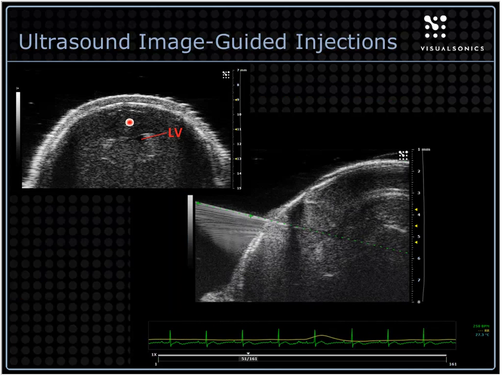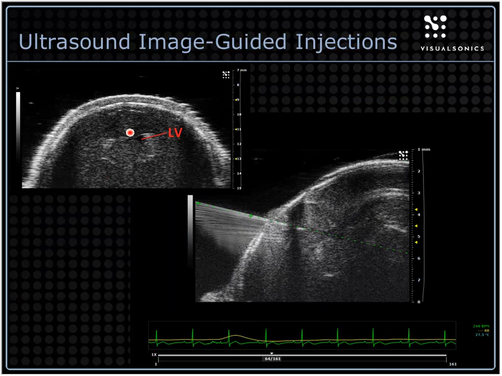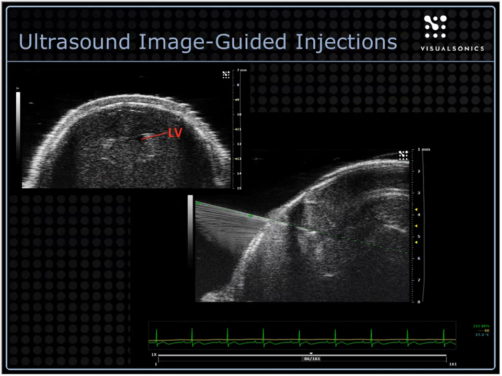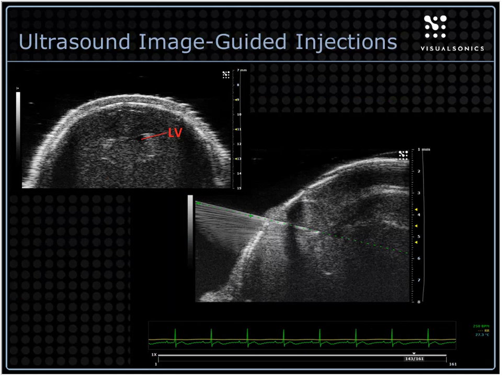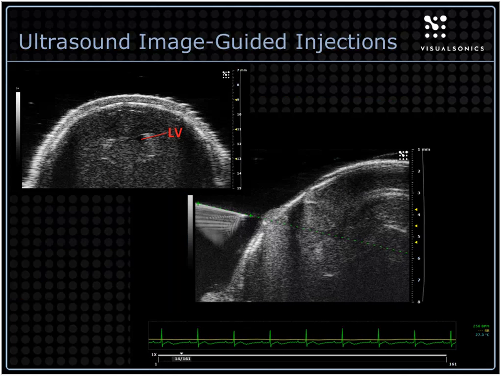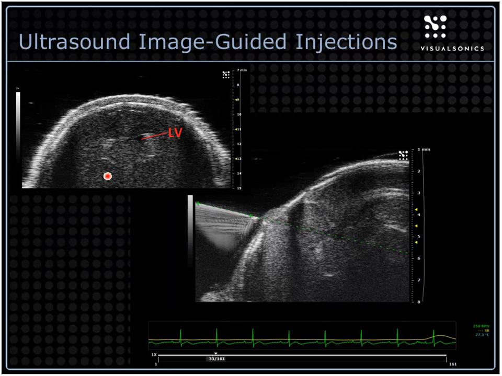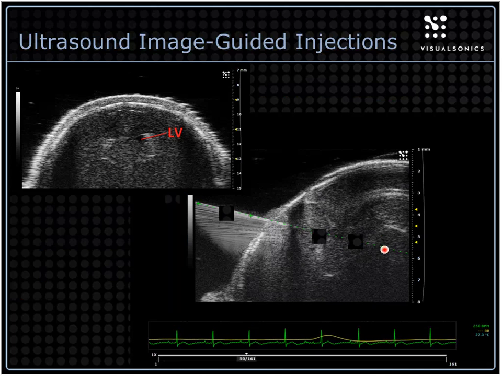This is with a lower frequency probe. If we go up in frequency and use a very high frequency probe, our 15 megahertz probe, you can really see the advantage of having this image-guided injection. We can see the needle tracked here in green, so we know where the needle is being admitted, and we can see the anatomy as well.